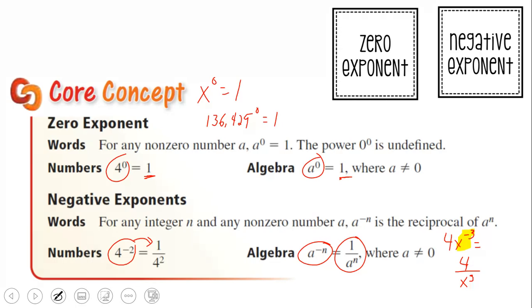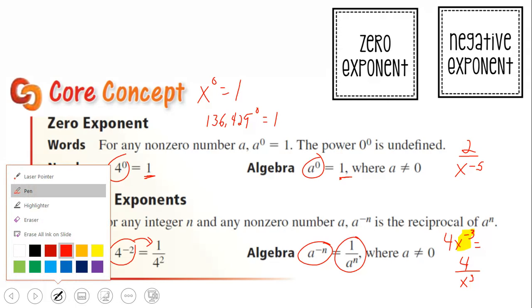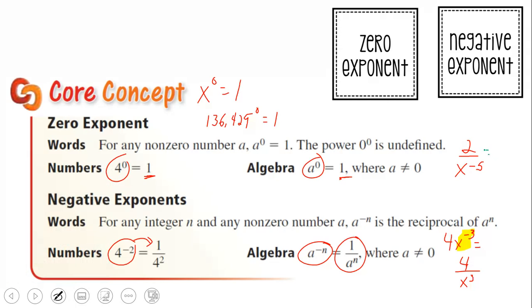Similarly, guys, if we have something like this, maybe we have 2 over x to the negative fifth. Notice how your negative exponent is in the denominator here. In this case, again, we can't leave a negative exponent. We're just going to move it up to the top, and this would just be equal to 2x to the fifth power. So negative exponents move. If they're on the bottom, they move up to the top. If they're on the top, they move down to the bottom.